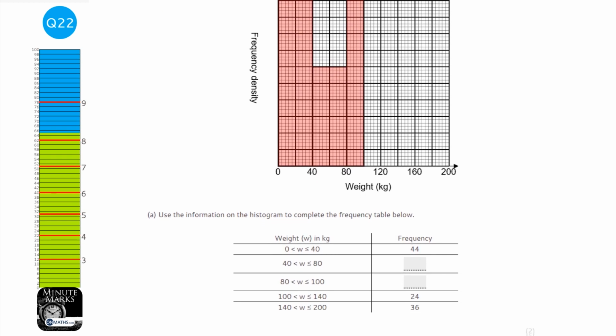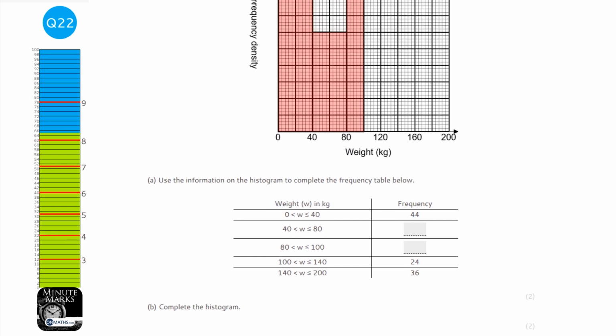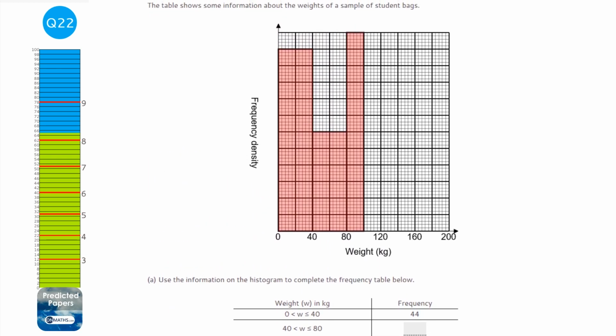Now there's a couple of ways of doing this question. We're asked to complete the table and then complete the histogram. You can do this by counting squares, but I'm just going to use the formula for this. And the formula, choose the right one. The formula has frequency at the top and frequency density and class width at the bottom.